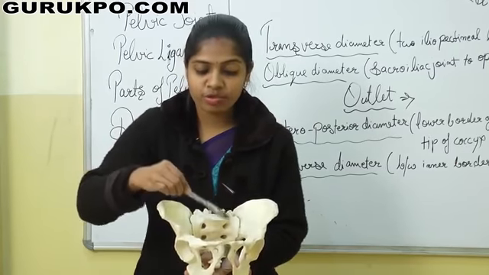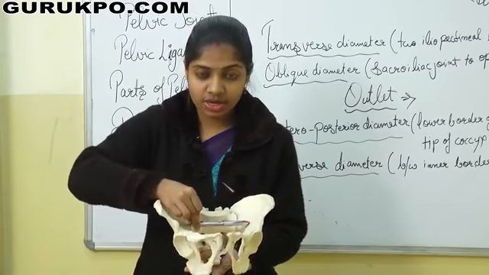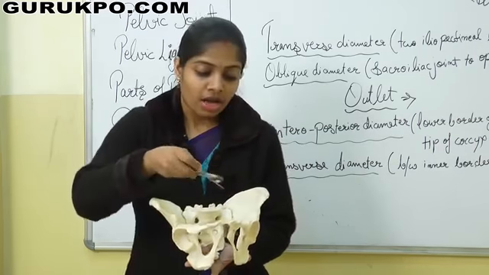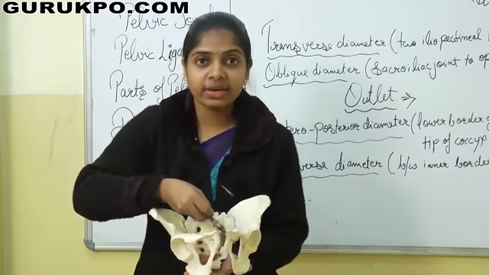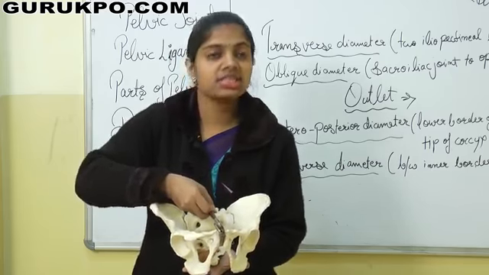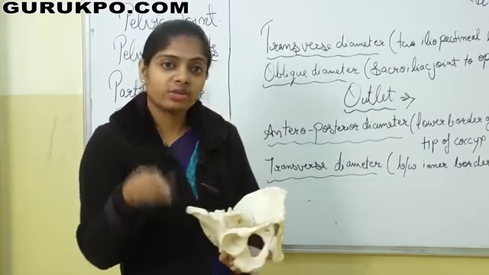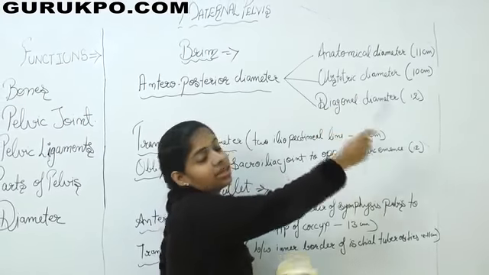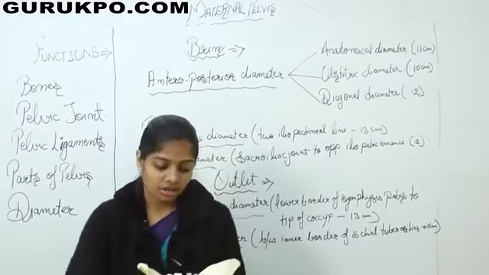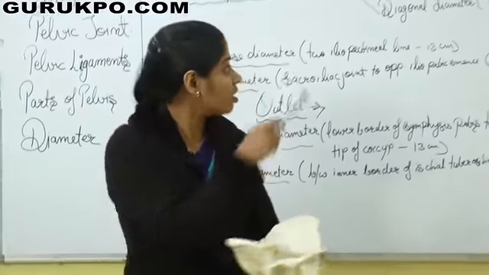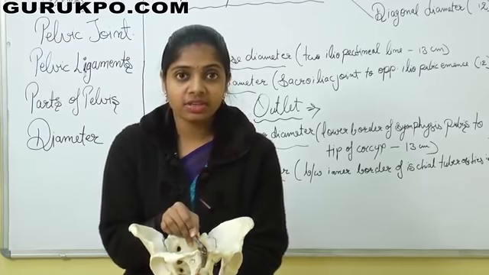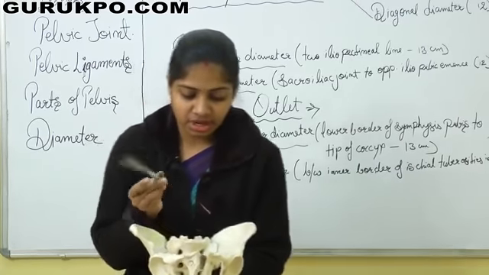This is the anterior posterior diameter, this is the transverse diameter and this is the oblique diameter. Coming to the anterior posterior diameter, this is also divided into 3: the anatomical diameter, the obstetric diameter and the diagonal diameter. Now we will talk about the diagonal diameter first. What is the diagonal diameter?